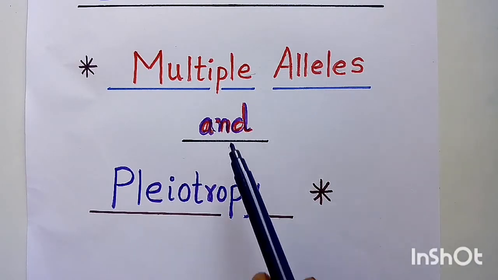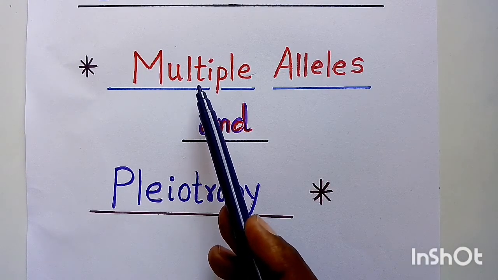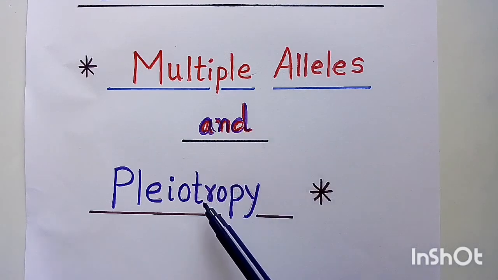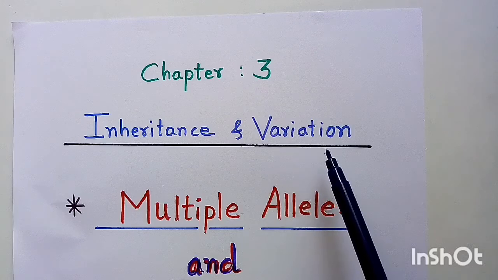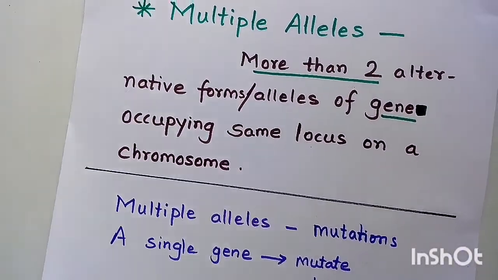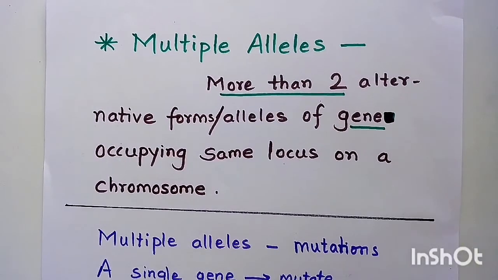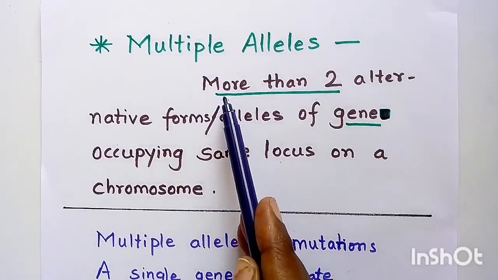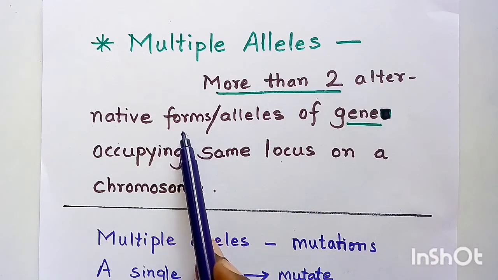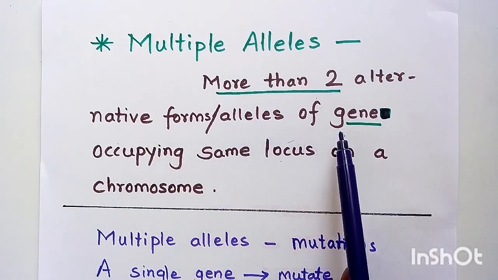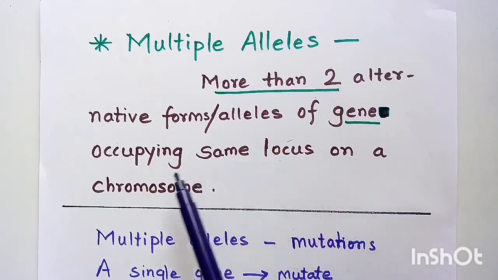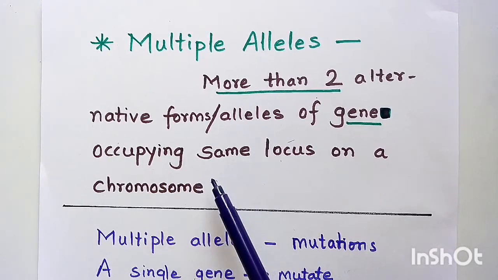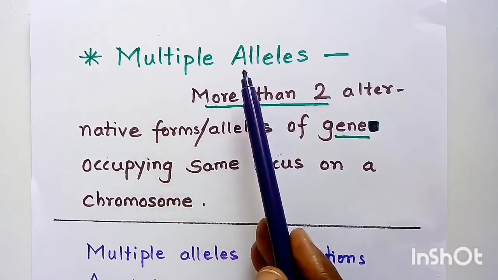Students, today we'll be studying the last two deviations, that is multiple alleles and pleiotropy, from our third lesson, that is inheritance and variation. So first we'll study about multiple alleles. Multiple alleles can be defined as when more than two alternative forms or alleles of a gene occupying the same position or locus on a chromosome or its homologue are called multiple alleles.